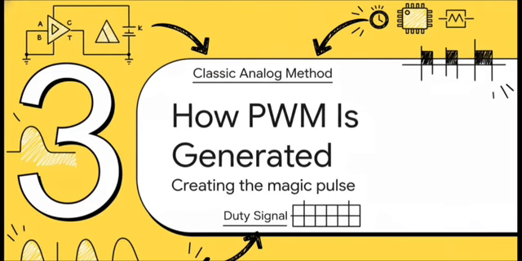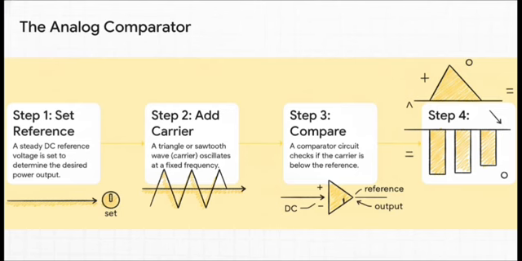Okay, let's take a quick breath. So we know what PWM is. It's controlling power with on-off timing, and we know why we use it. It's super efficient. So the next logical question has to be, how? How do we actually make one of these precise, high-speed square waves? We're going to look at 2 main ways, the classic analog circuit way and the modern digital way you'll find inside something like an Arduino. First up, the classic analog method.